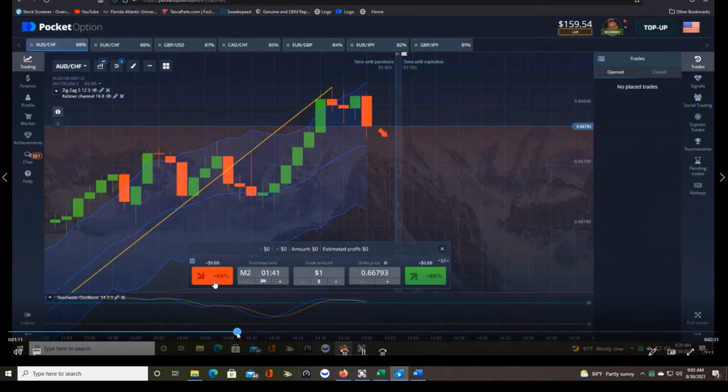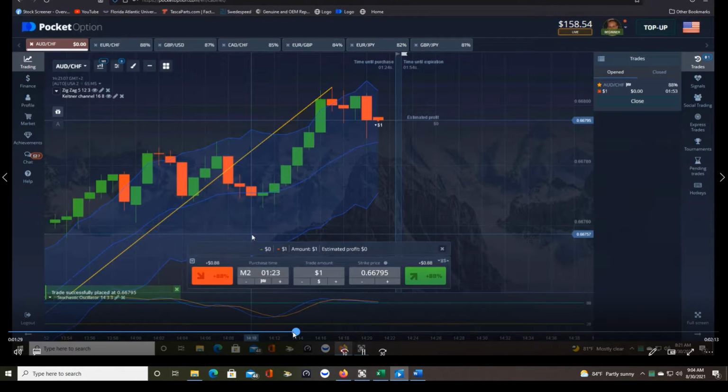Let's fast forward here a little bit. Okay, so now it's definitely broken below. You could just see it just peeking out through there. So I placed my trade for the downside. All the criteria was met.